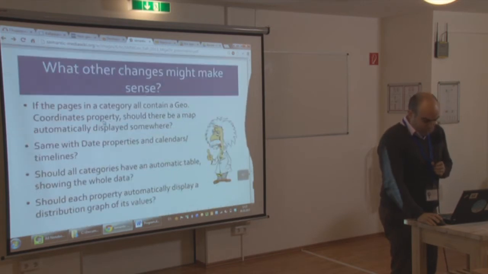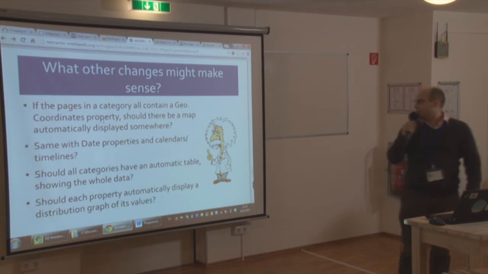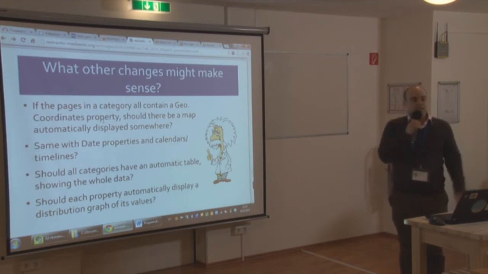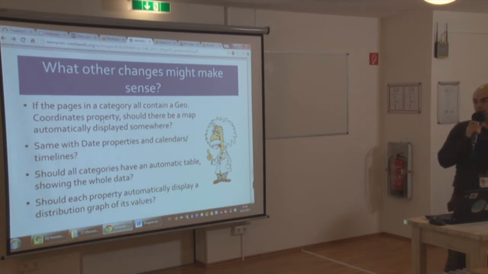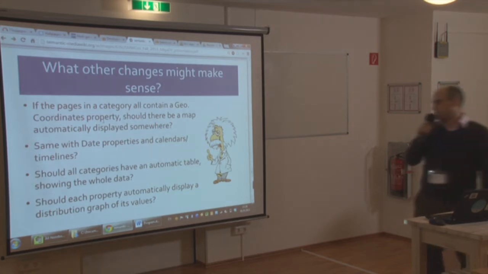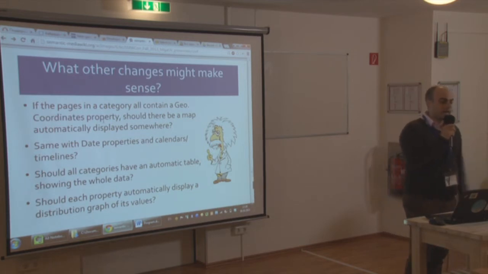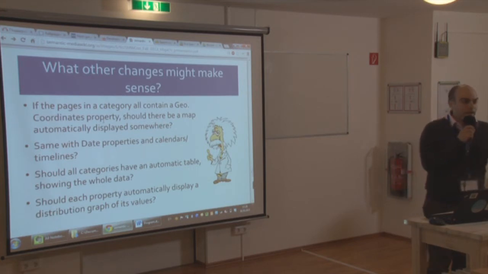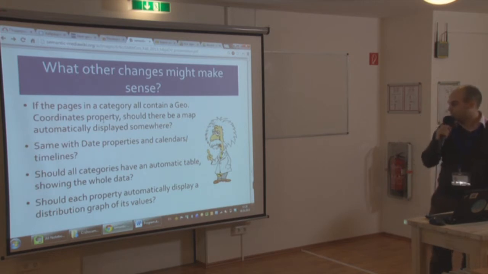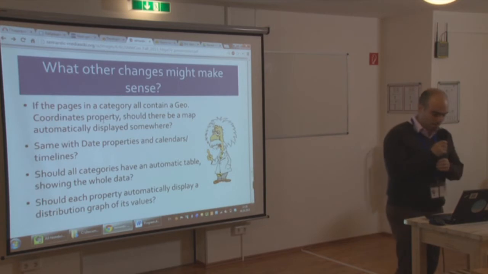And then it's just some open-ended questions, if we think about it. If we know that all the pages in a category have coordinates, maybe we should just display a map automatically instead of requiring someone to do it. And same with date properties, calendars or timelines, depending on the layout of the date information. Maybe all categories should just display all their data in a table without requiring any additional setup work. Maybe each property should show a distribution graph of its values just out of the box.